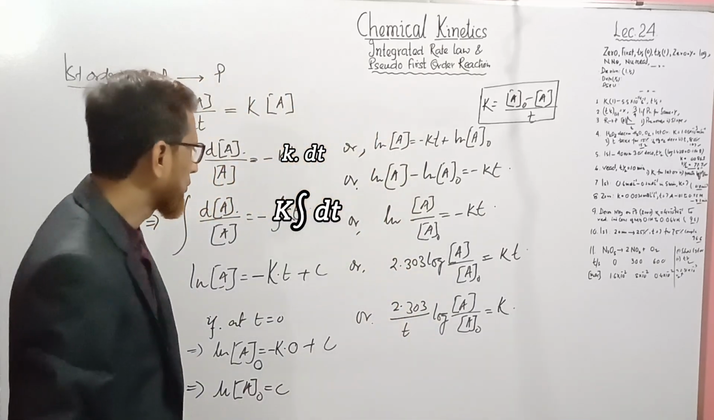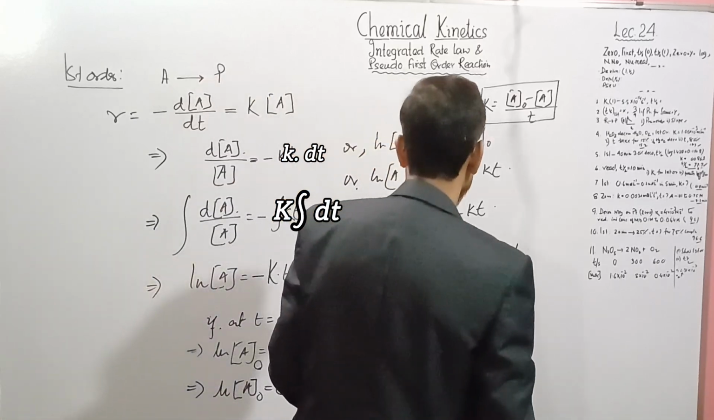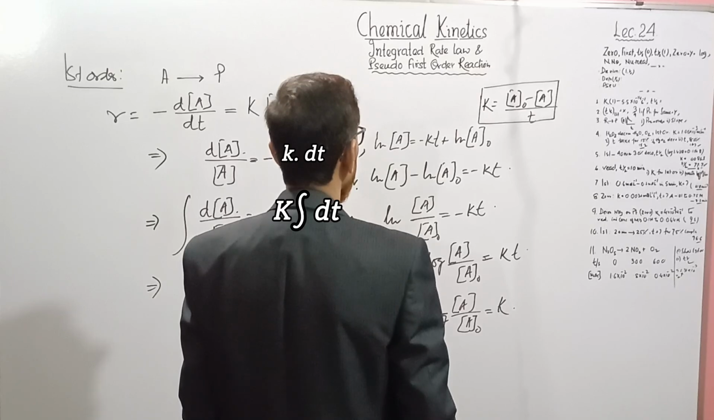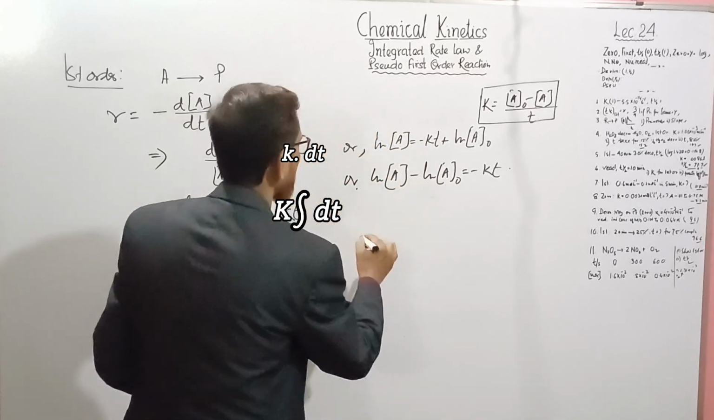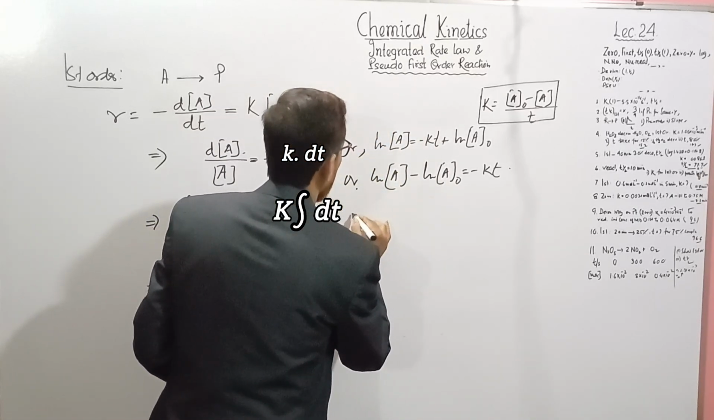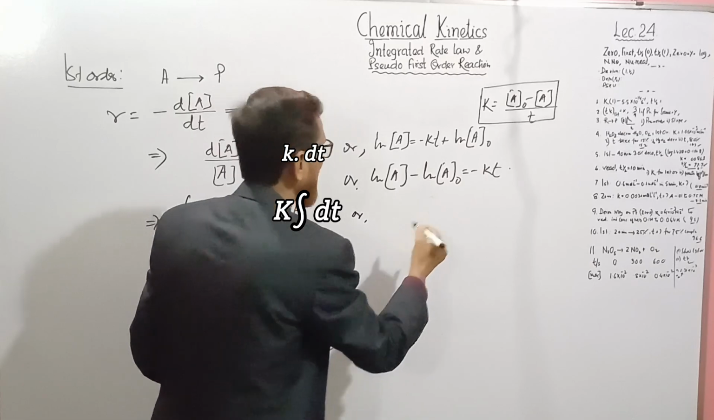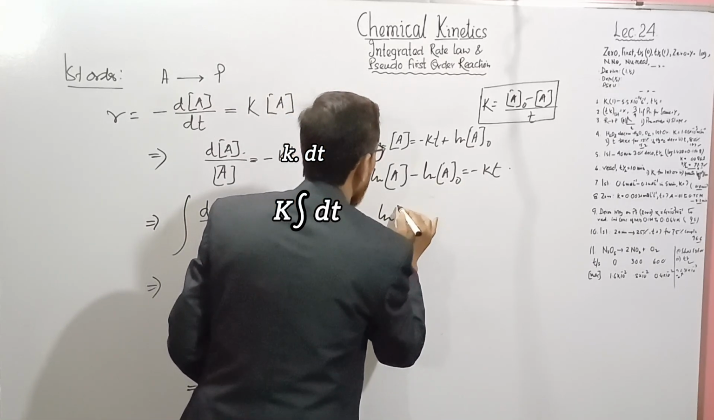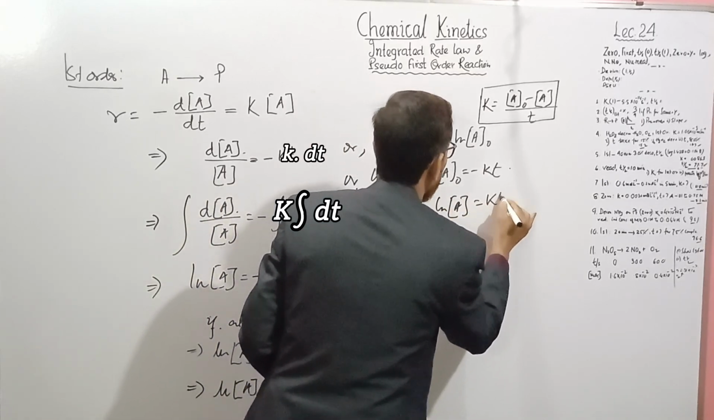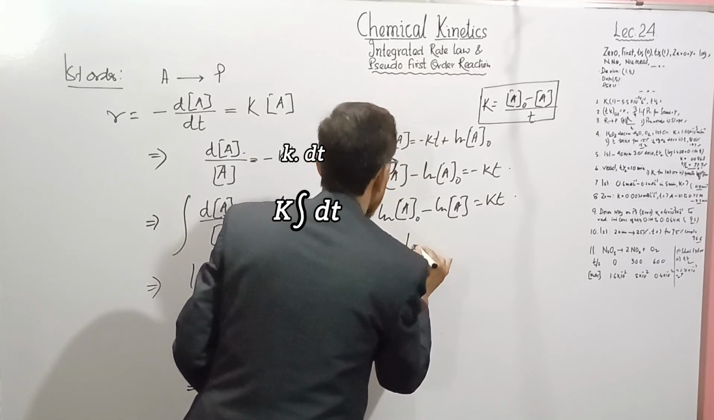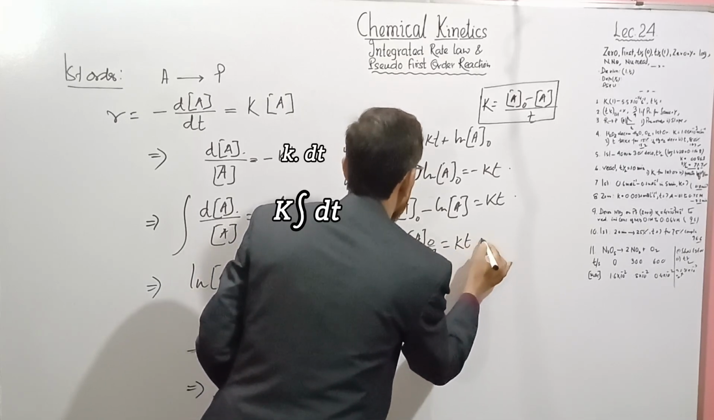So at the very beginning, I wrote k is equal to 2.303 by t log A naught by A. Sorry, there is something wrong with the sign convention. Let us make it positive. This is negative, isn't it? Multiply all through minus with minus. So ln A naught minus ln A is equal to kt, or ln A naught by A is equal to kt.